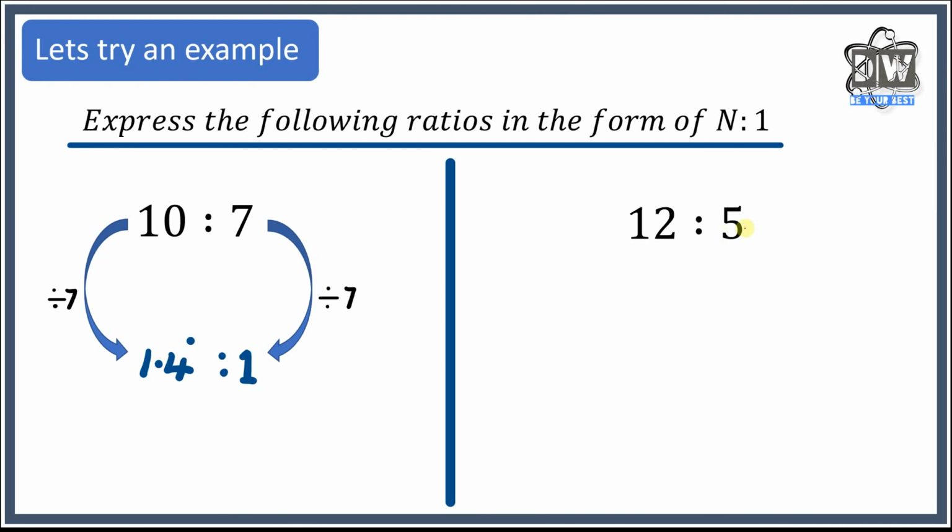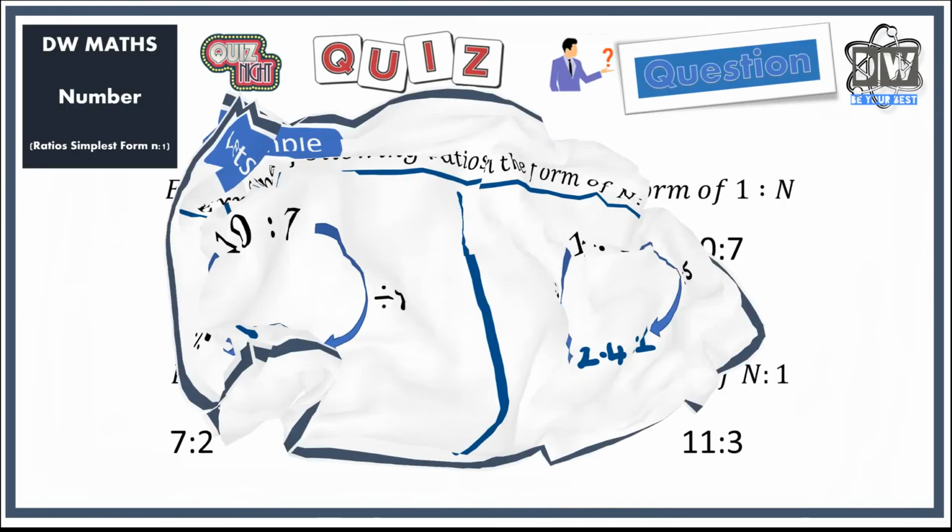Okay, everyone, we're going to divide this side here by 5 to give us 1. We're going to divide the other side by 5 to get us to 2.4 to 1. And now we are moving into the quiz.